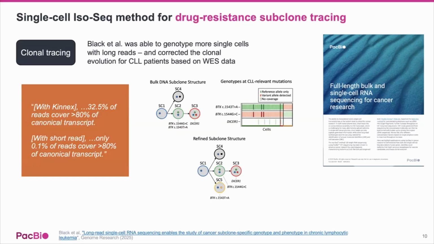In another case, researchers used the mutations found in single-cell transcripts for clonal tracing on chronic lymphocytic leukemia patients that had developed drug resistance. Using long reads, 32.5% of the reads covered almost all of the canonical transcript length, allowing for a high degree of genotyping. In contrast, with short reads, only 0.1% of the reads have good coverage of the transcripts. The long read data improved the subclone structure on one of the patients, previously based on short read whole exome sequencing data. This is because HiFi has the ability to phase through multiple variants on a single transcript.